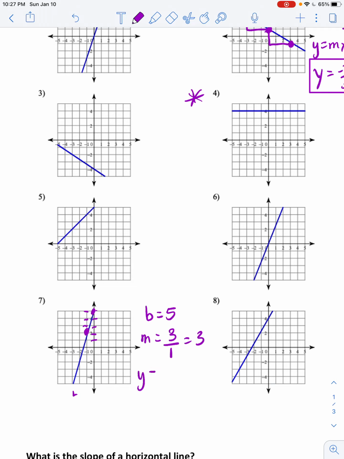So it would be y equals mx plus b. So that is going to be my equation. It's going to go up 3 over 1, up 3 over 1, and then cross the y-axis at 5.